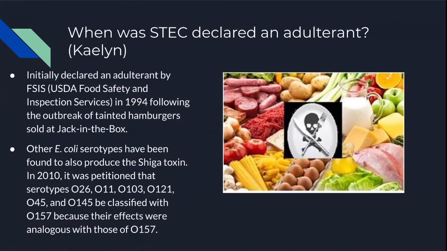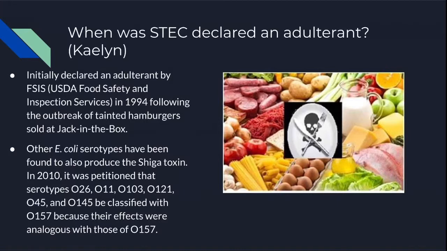So now we're going to look into when STEC was declared an adulterant. An adulterant is a substance found within other substances such as food, cosmetics, pharmaceuticals, fuel, or other chemicals that compromises the safety or effectiveness of said substance. Initially, STEC was declared an adulterant by the USDA Food Safety and Inspection Services in 1994 following the outbreak of tainted hamburgers sold at Jack in the Box. The contaminated burgers affected more than 700 people with 171 hospitalizations and 4 deaths.